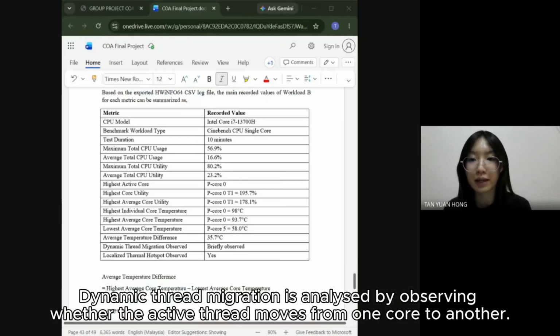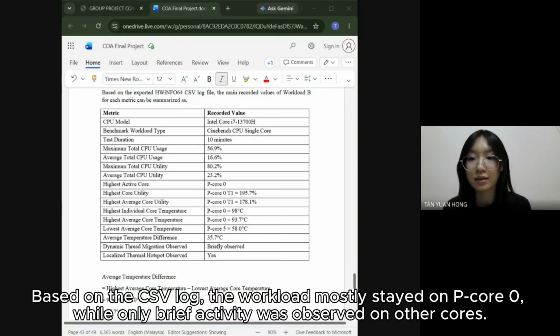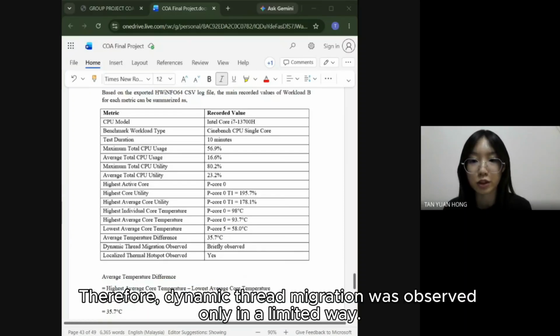So dynamic thread migration is analyzed by observing whether the active thread moved from one core to another. Based on the CSV log, the workload mostly stayed on P core 0, while only brief activity was observed on other cores. Therefore, dynamic thread migration was observed only in a limited way.